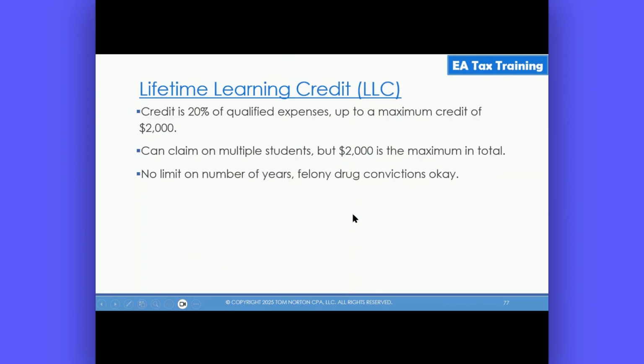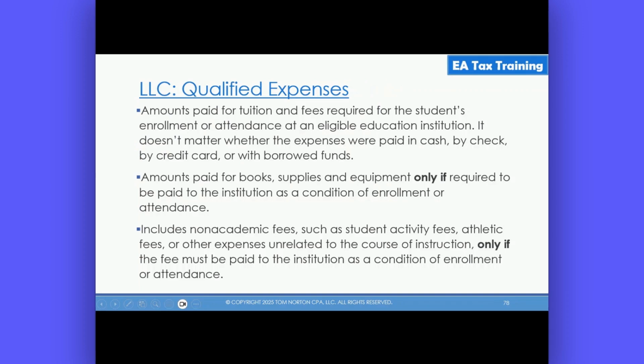Lifetime learning credit, so this is that other credit. This credit is 20% of qualified expenses up to a maximum of $2,000. You can claim this on multiple students, but it is still $2,000 maximum in total, no matter how many students you have. But there is no limit on the number of years that you can take this credit. And if you've got one of those felony drug convictions, then you are not prohibited from taking the credit.